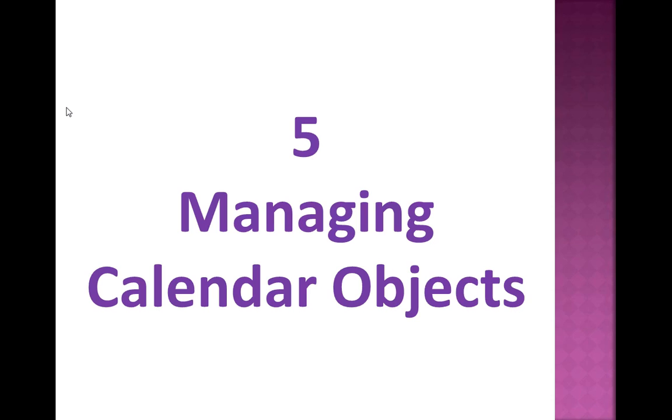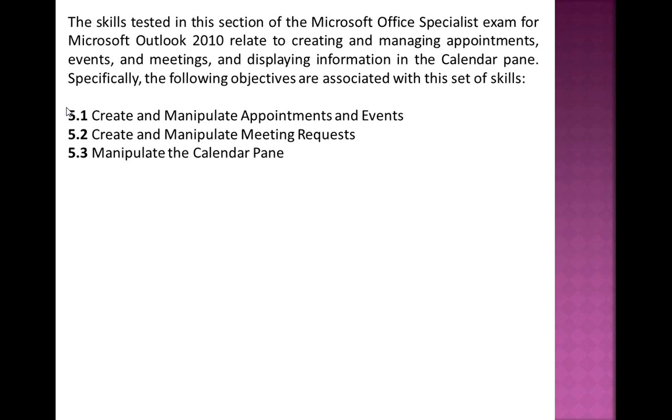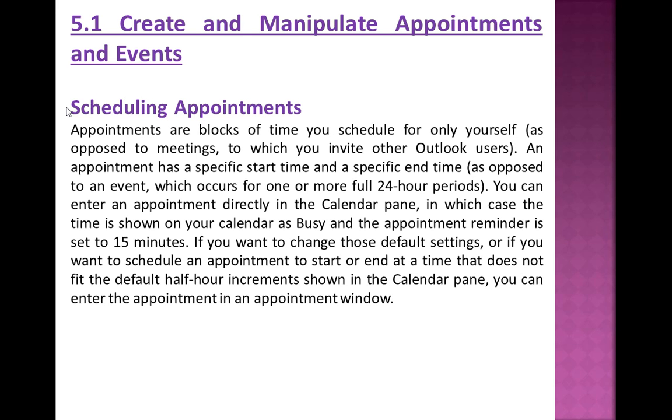In today's class, we have started with chapter number 5, that is how to manage the calendar objects. This chapter contains 3 topics. 5.1 is create and manipulate appointments and events, then create and manipulate meeting requests, and then manipulate the calendar pane. These are the 3 topics covered in the 5th chapter.